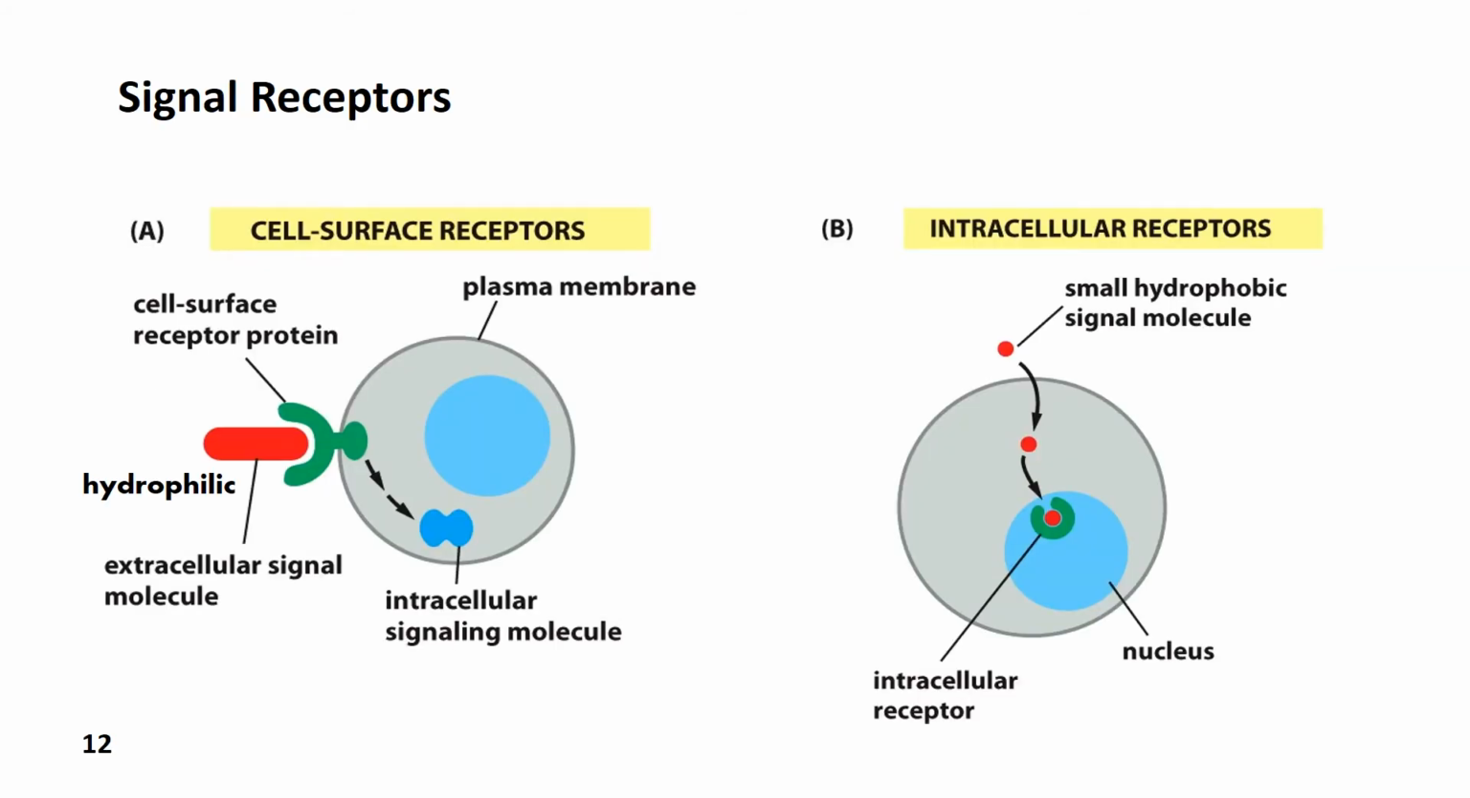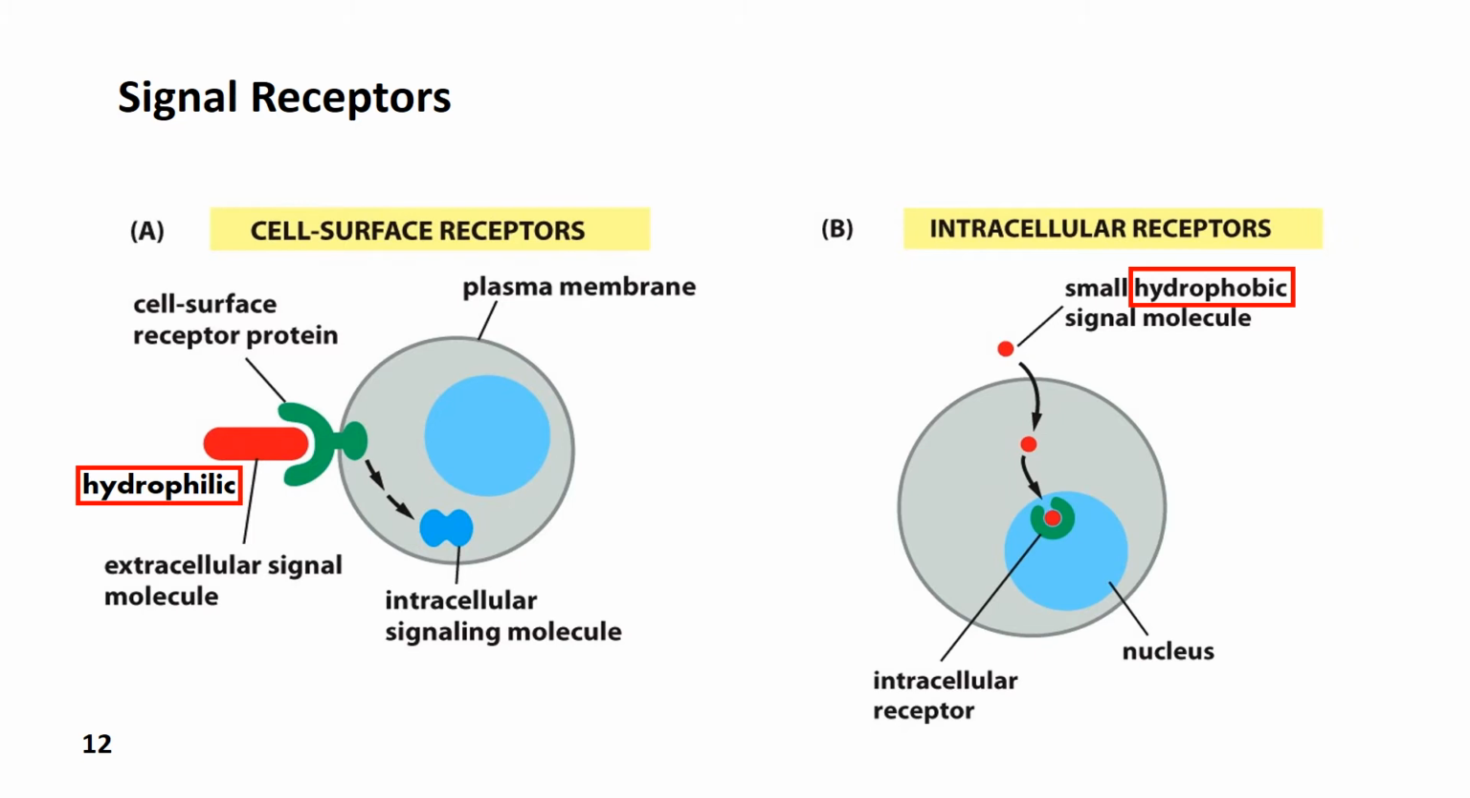Now let's talk about the receptor. The previous images have shown you receptors that are on the extracellular face of the cell. These are cell surface receptors, and cell surface receptors are required when hydrophilic signaling molecules are used. Hydrophilic signaling molecules are unable to pass through the membrane, so they must bind to an extracellular portion of a transmembrane receptor in order to induce some sort of response inside of the cell.